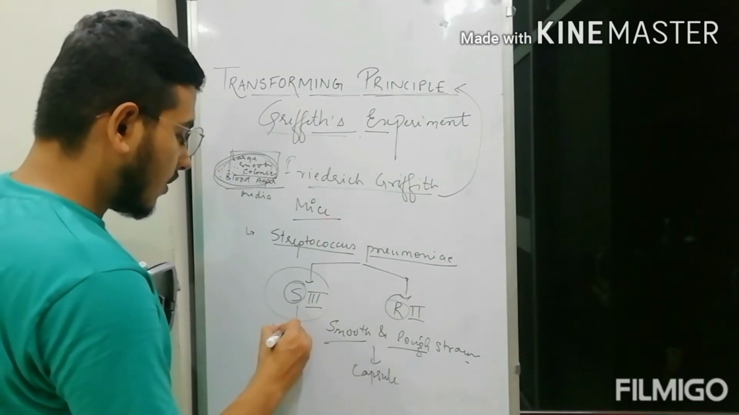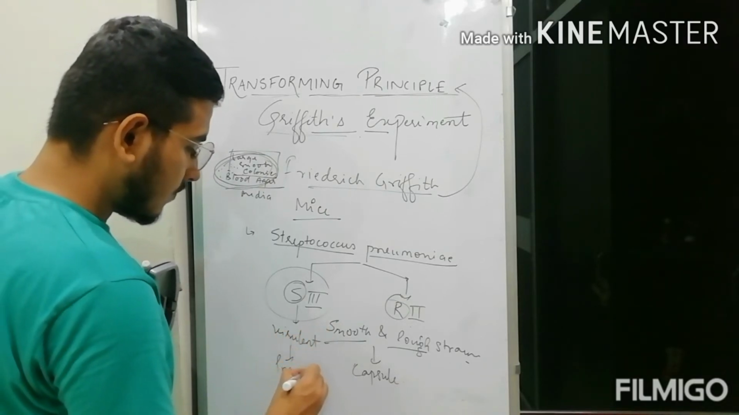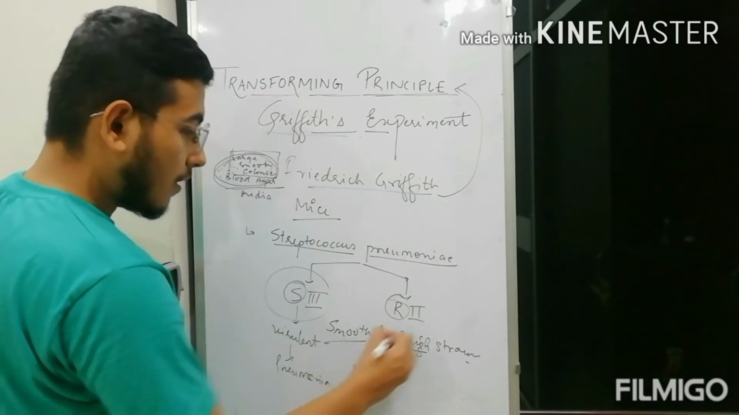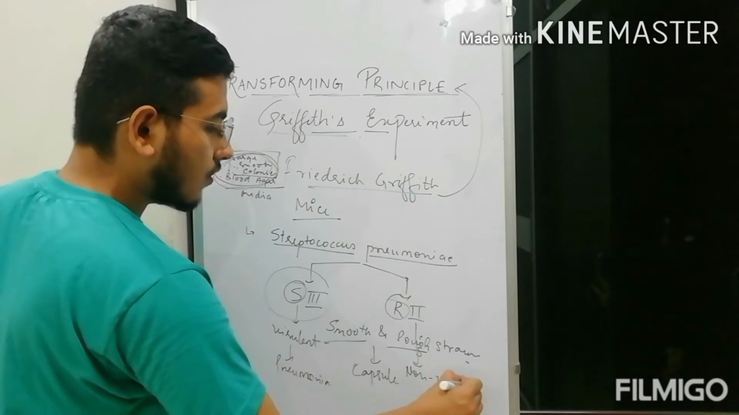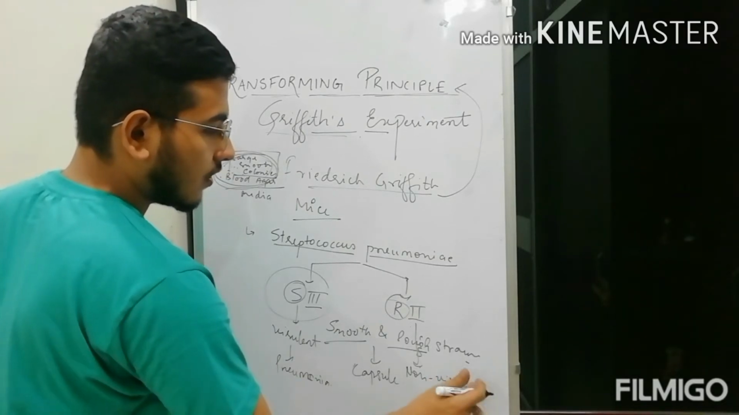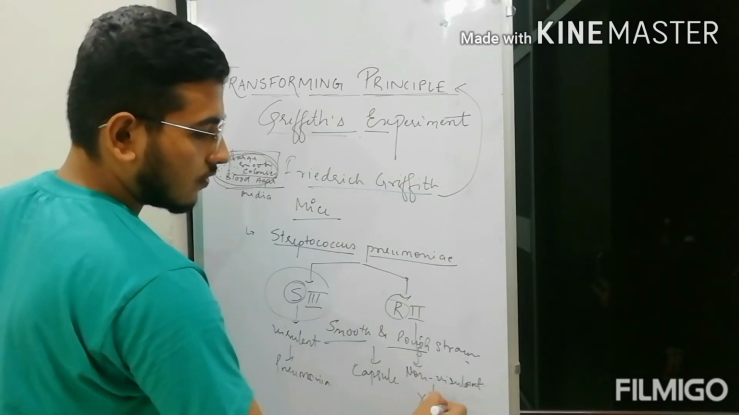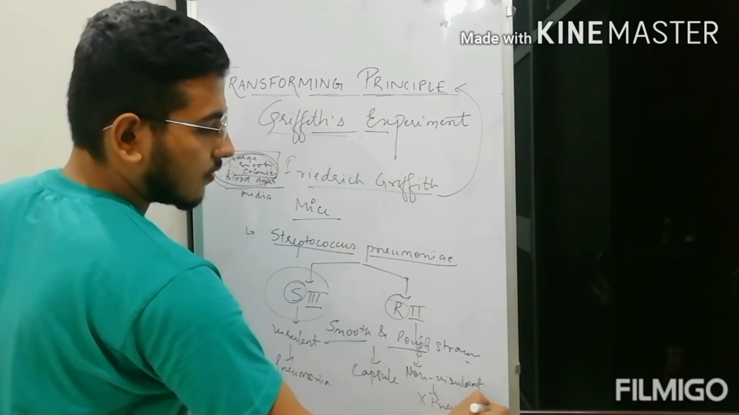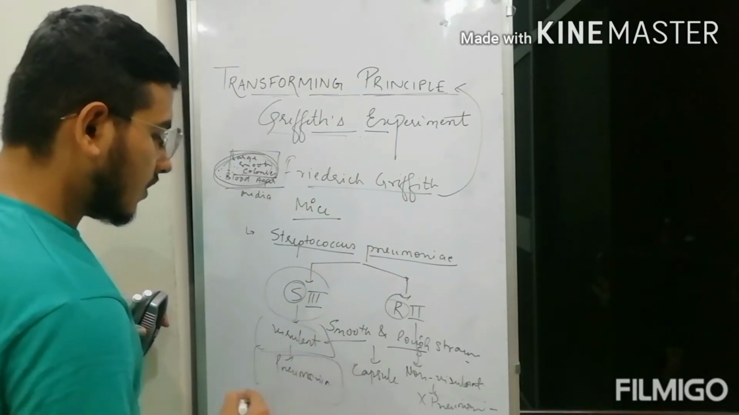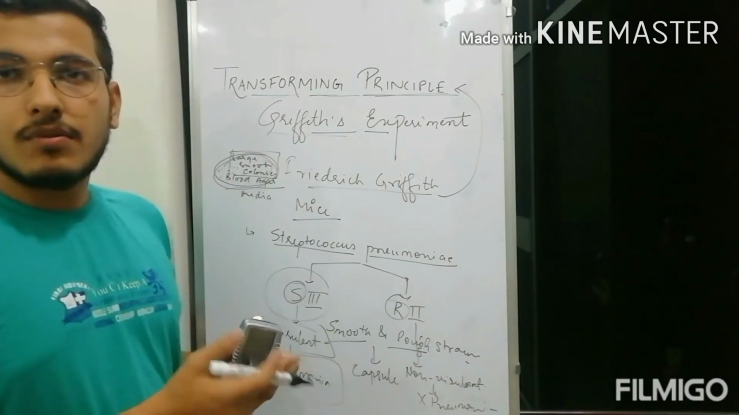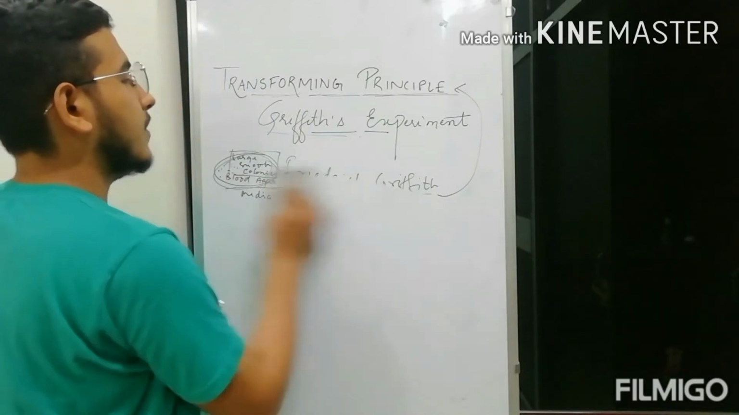S3 strain is virulent, that is, it caused pneumonia, but R2 strain was non-virulent and does not cause pneumonia. The S3 strain has a capsule around its surface. So like this he took the strains, and then he performed his experiment.